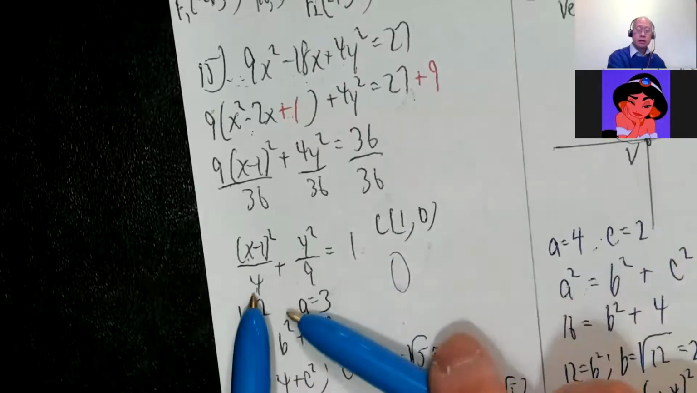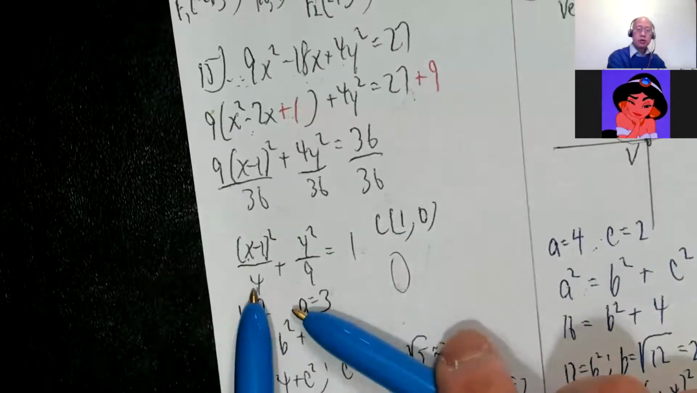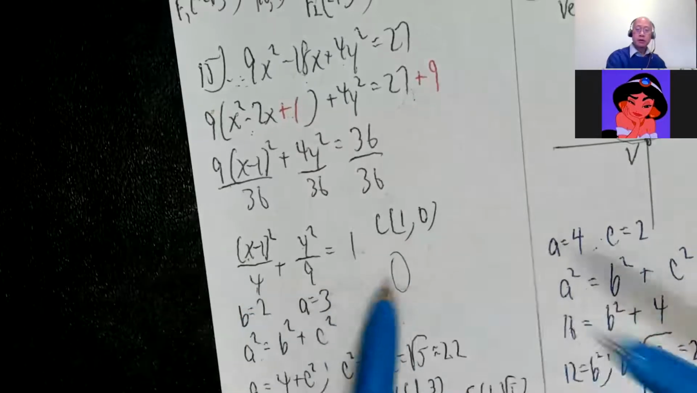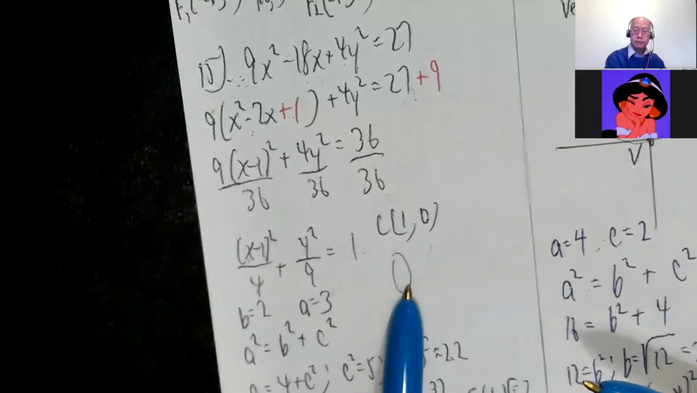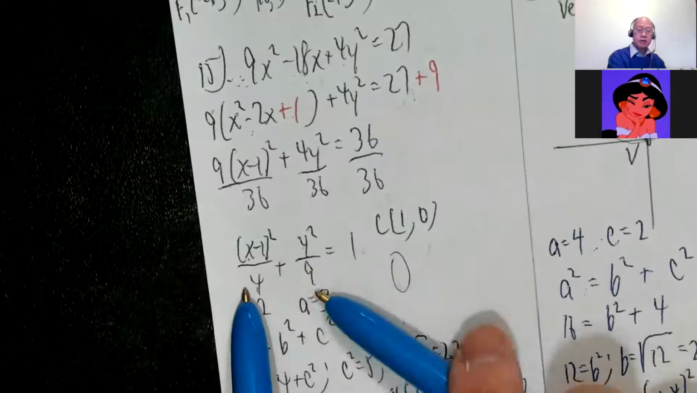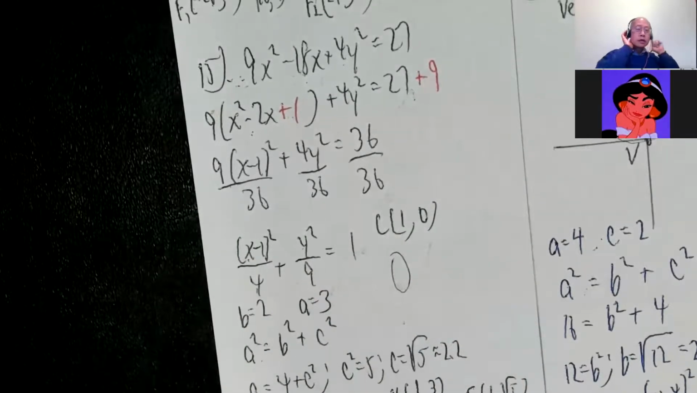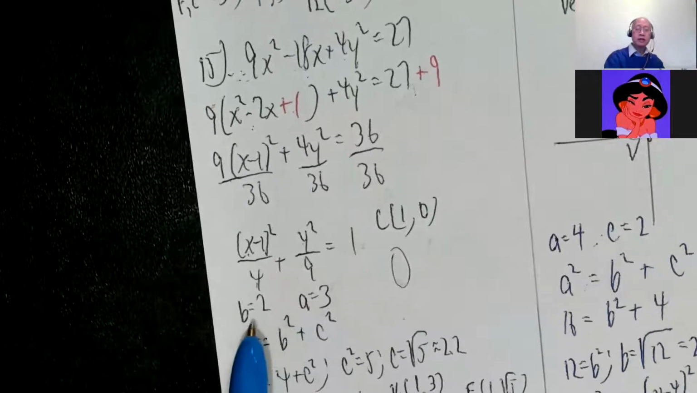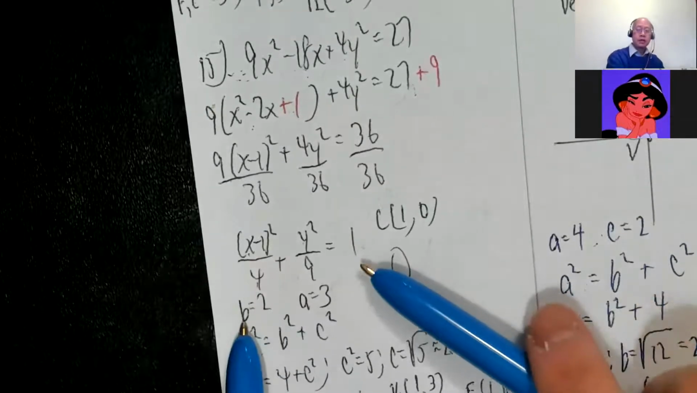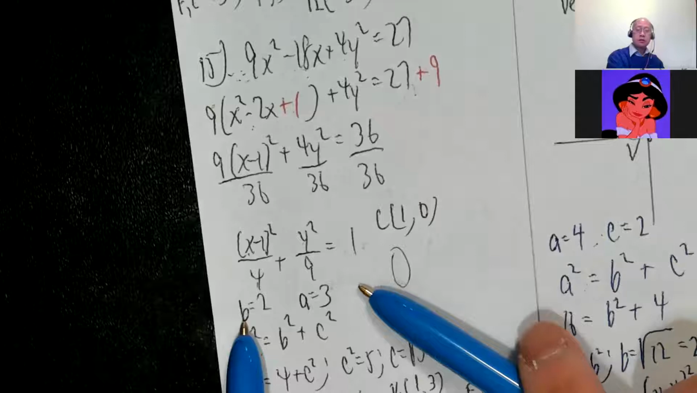Which way is the graph bulging? Under the x is 4. Under the y is 9. This is bigger, so I know it's going to go this way. If this number is bigger than this number, it's going to bulge the other way. So take the square root of each of these guys. Square root of 4 is 2, that's b. Square root of 9 is 3, that's a.